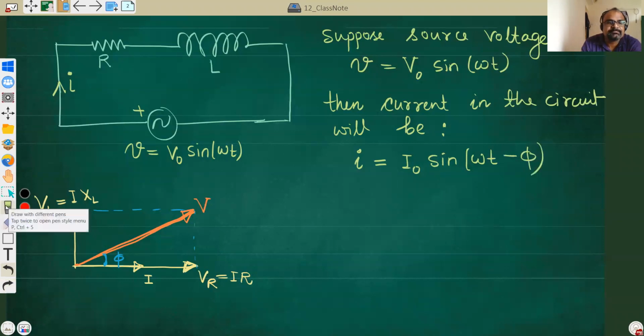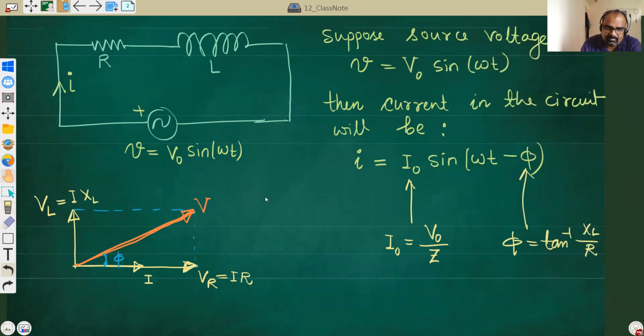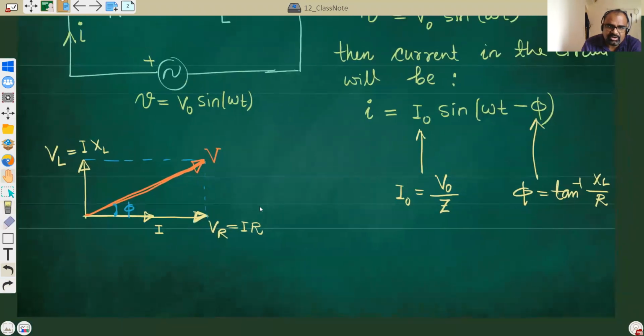Now here, how much is I naught? I naught is V naught by Z. So if this is V naught for voltage, then divide by Z. And how much is phi? Phi is tan inverse of XL by R, that we have already done. Any problem?